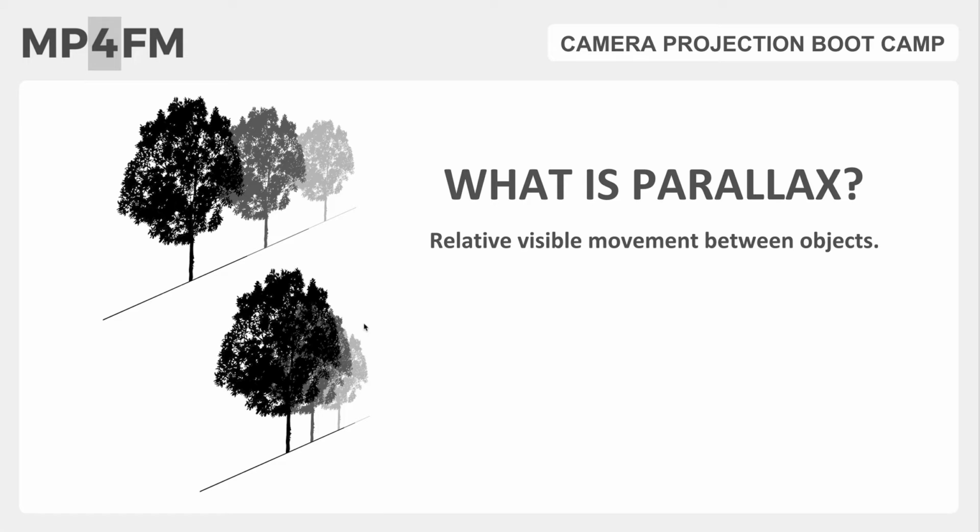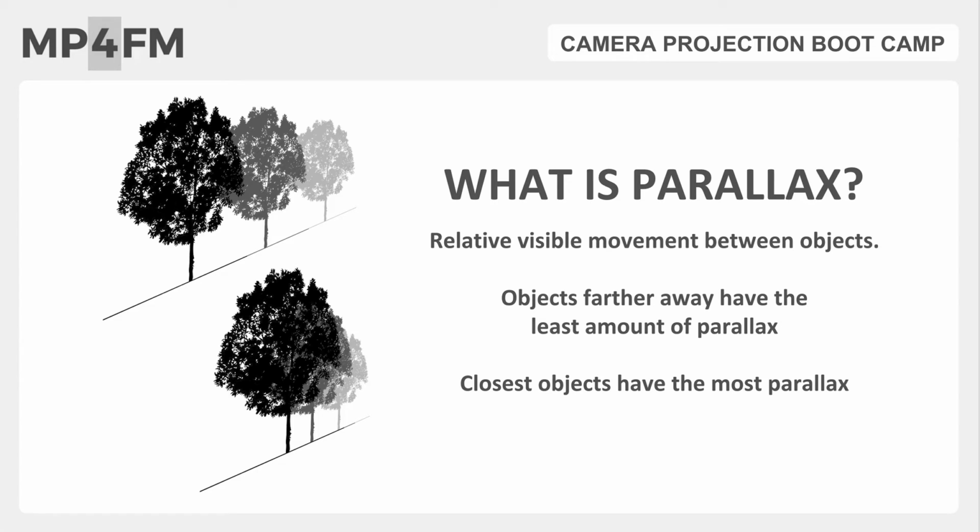An easy thing that you can do right now where you're sitting is just take a look around you and move your head back and forth and focus on an object in front of you and see how things move behind it. The principle of parallax is that the objects that are farthest away have the least amount of parallax, and the objects that are closest to you have the most parallax.